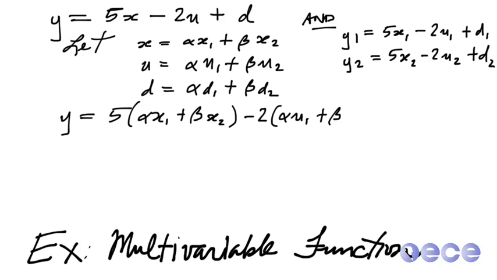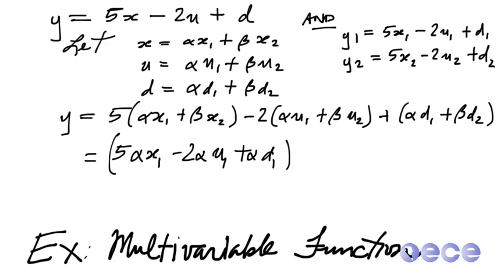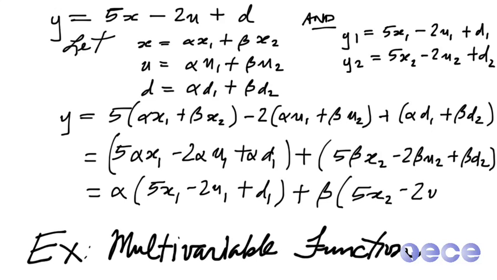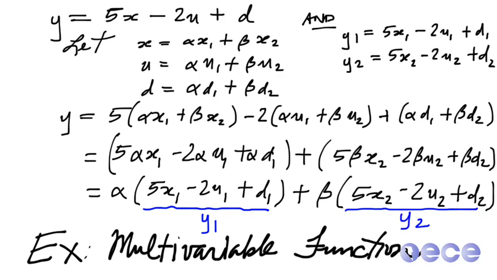So now, with a little bit of writing on the left, we substitute in x, u, and d, and we can separate out alpha x1, alpha u1, alpha d1, and now we have all of our alphas in the left-hand group of variables and all of our betas in the right-hand group. After we separate those out, we can actually see that y1 is here and y2 is there. So that gives us the property of linearity for this system.